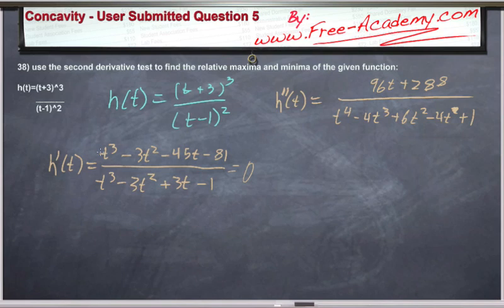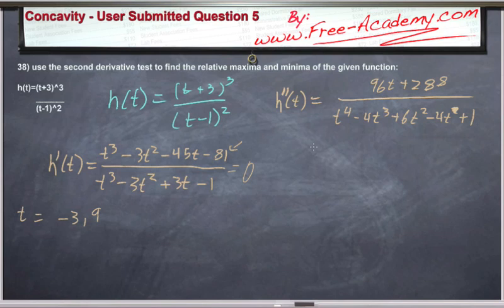So that starts out by setting the top of the equation equal to 0, because when the top is equal to 0, the whole thing is equal to 0. Now again, that's a little bit of a mess algebraically, so use a calculator, and you get that the first derivative is equal to 0 when t is equal to -3 or equal to +9.